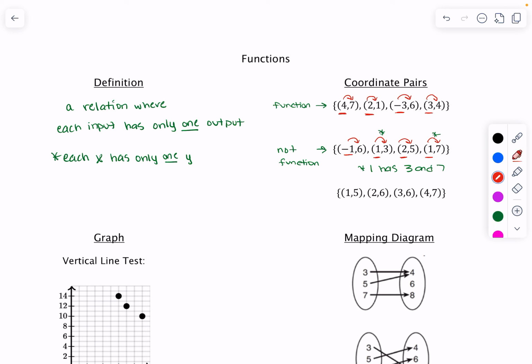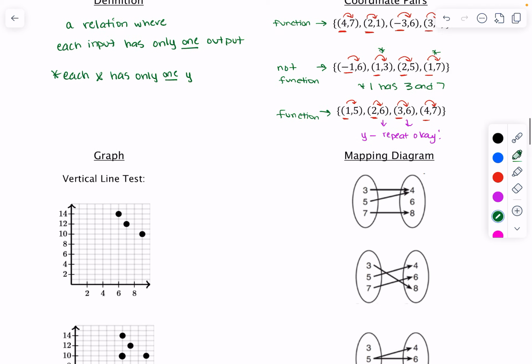Okay. In the next one, I've got 1 having a 5, 2 having a 6, 3 having a 6, and 4 having a 7. Notice that the 6 and the 6 repeat. That is okay. So the y value repeating, that's all right. It's saying that 2 has a 6, 3 has a 6, so 2 and 3 each have a different y value. That is okay. So we can call this a function. So that's what functions look like in coordinate pairs.